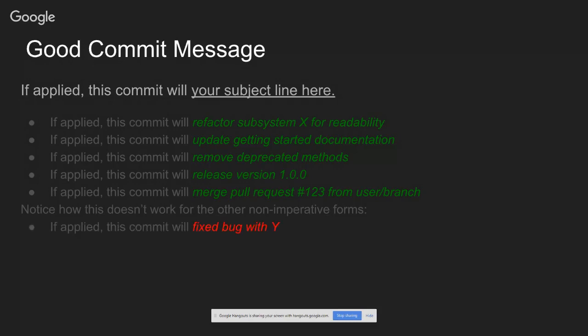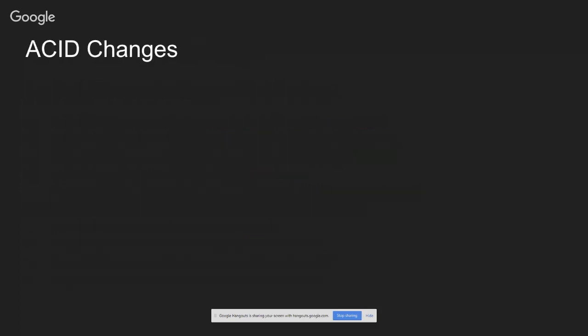So "fix bug with Y," right? That's not how you want to format it. Here's another one: "changing behavior of X," "more fixes for broken stuff." That's not going to help you when you're going through a long list of commits trying to figure out what's going on there. All right. "Sweet new API methods," none of that, right?